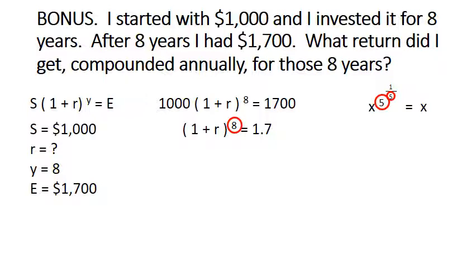So now we can go back to our equation. So we have (1 plus r) raised to the 8th equals 1.7. What can we do to both sides to get rid of that 8? We can raise both sides to the 1 over 8. And remember, those 8s are going to cancel each other out. The 8 and the 1 over 8 are going to cancel each other out. And that's going to leave us with 1 plus r equals 1.7 raised to the 1/8.